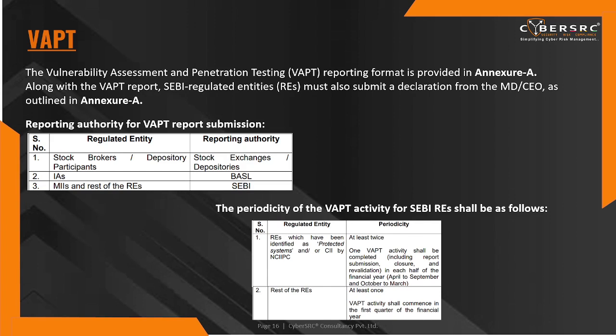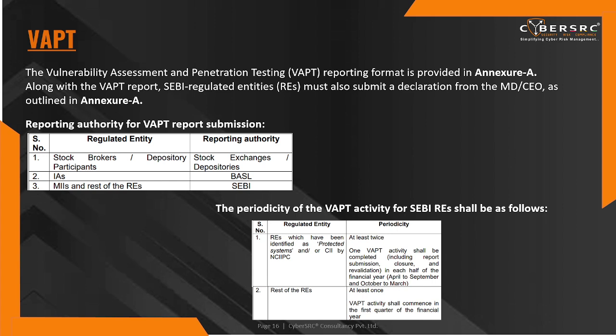We have one more mandate from SEBI in CSCRF, that is vulnerability assessment and penetration testing. The reporting format for VAPT has already been prescribed by SEBI in the CSCRF annexure. You can refer to that. Along with the VAPT report, the SEBI regulated entity must also submit a declaration from their board, that is the MD or CEO, the details of which are also outlined in the CSCRF annexure.